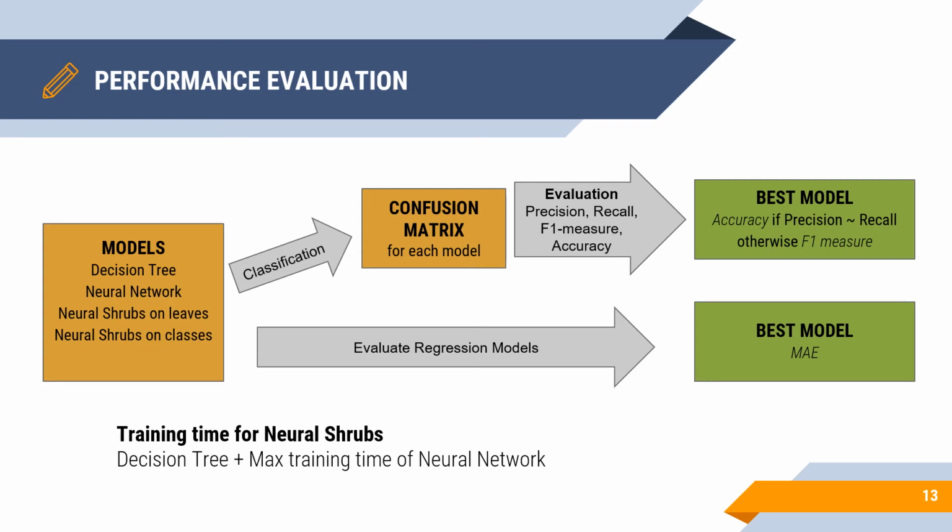The training time for the neural shrub was calculated as the sum of the time taken by the decision tree plus the maximum time taken by a neural network, assuming it can be done in parallel.